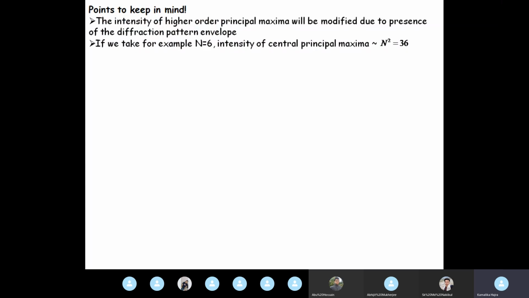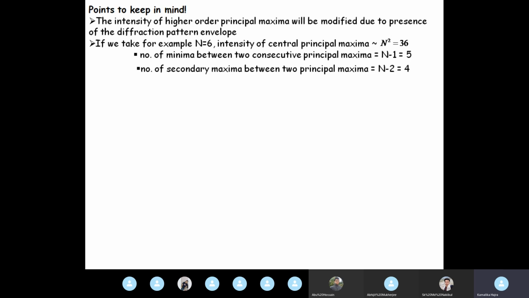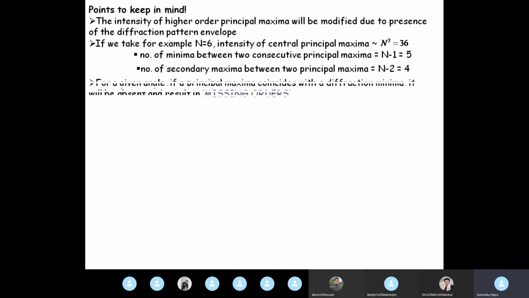Now, if we take, for example, n equal to 6, the intensity of the central principal maxima is of the order of n square, that is 36. Number of minima between two consecutive principal maxima is n minus 1, 5. Number of secondary maxima between two principal maxima is n minus 2 equal to 4.